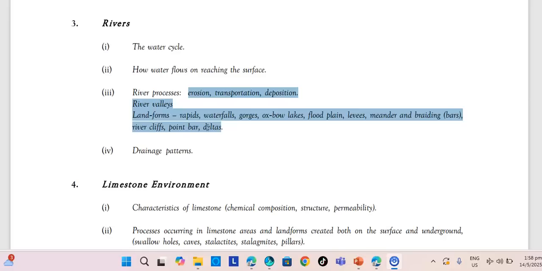All right, guys, for the other landforms, I want you to do your own review.